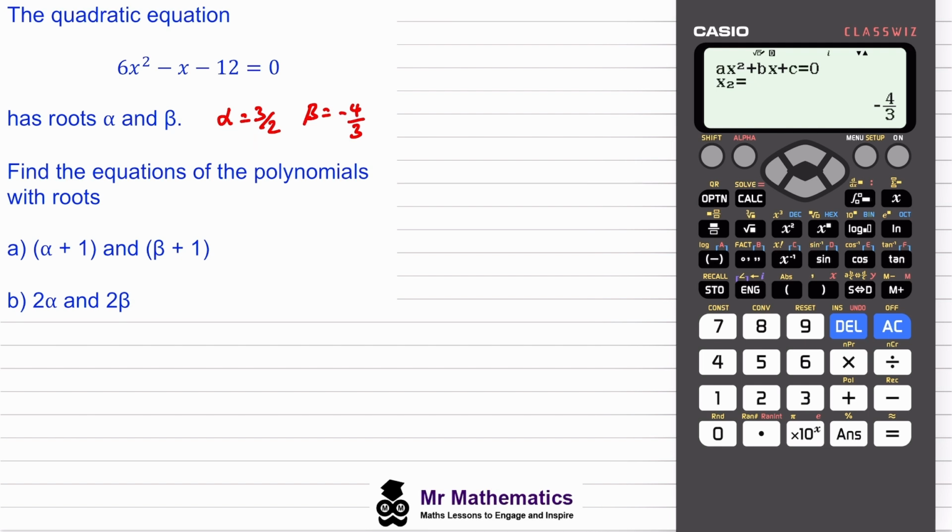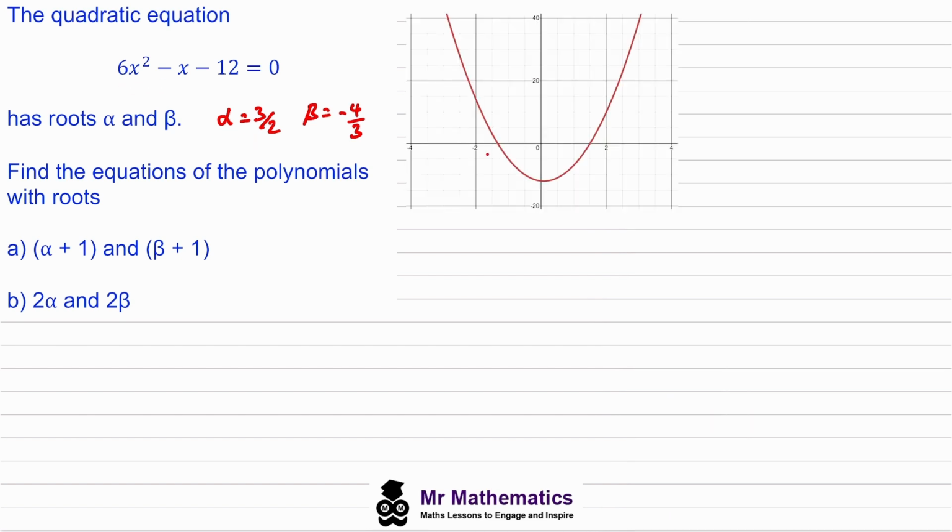Now we have the two roots, we can sketch this quadratic equation. We know this root will be at -4/3, and this root will be at 3/2. I'm not going to worry about a turning point right now, or the intercept. We're just going to look at the roots. And we've been asked to find the equation of a polynomial with roots alpha plus 1 and beta plus 1.